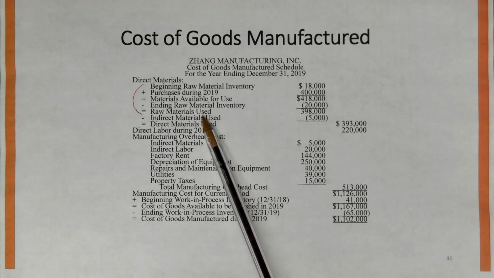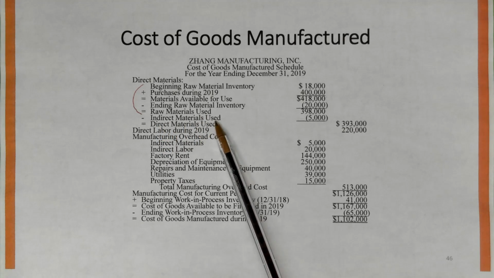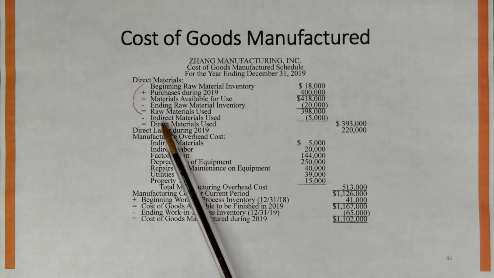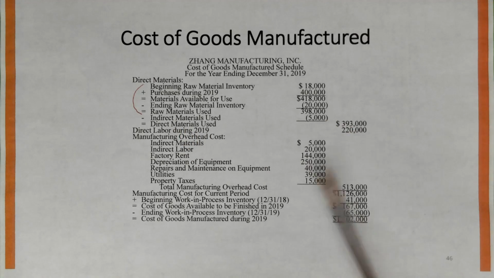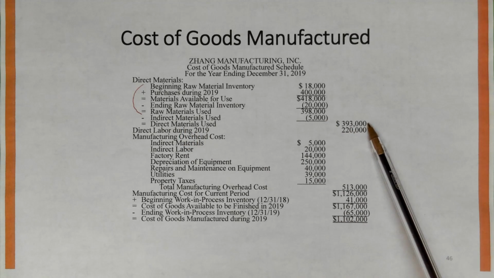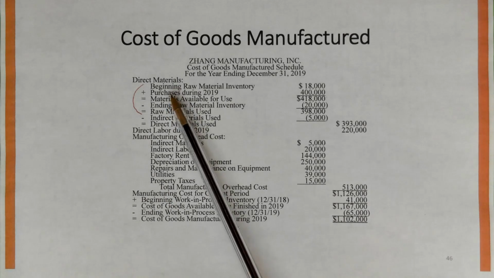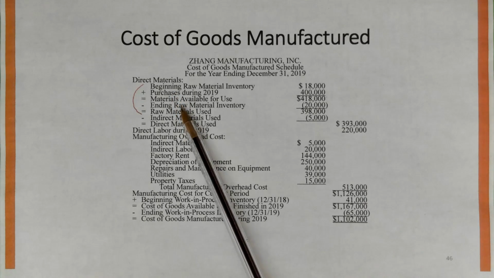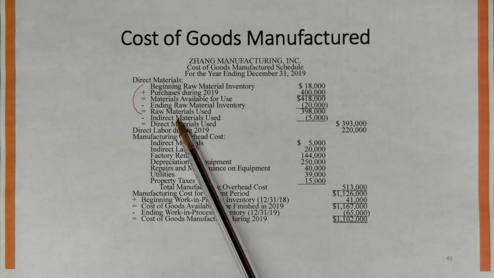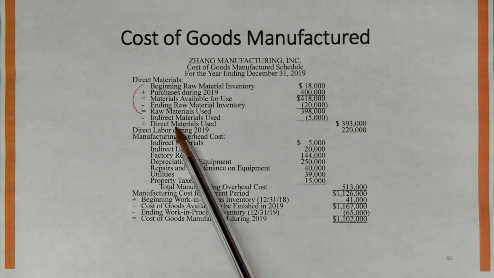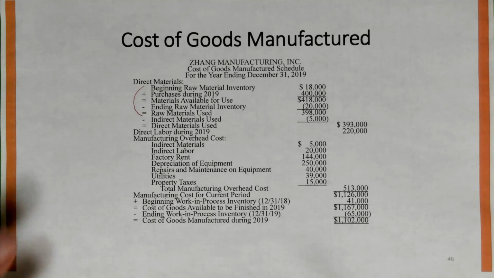material used. Now for a manufacturer, they are also going to have some indirect material that they use that's not part of direct material. So we subtract the indirect material used to get direct material used in production, which in this case is $393,000. So it's really not that difficult. We've got the beginning inventory, add purchases, gives us material available, less the ending inventory, gives us the amount of raw material used. Then we back out or subtract the indirect material used to arrive at direct material used in production.